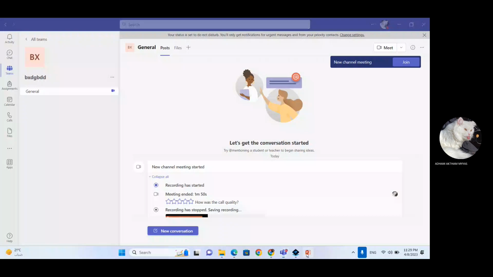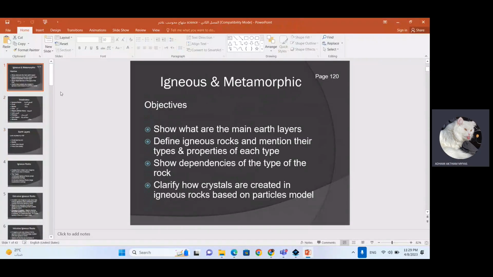Today we will have a material for the 10th grade science subject. The material will include pages 120, 121, and 126. The subjects will include igneous, metamorphic, and sedimentary rocks.